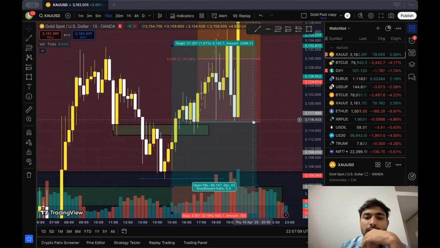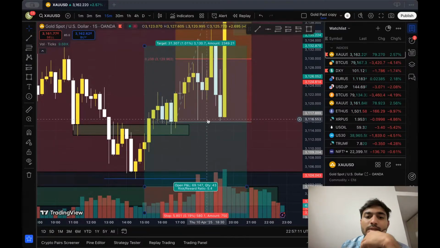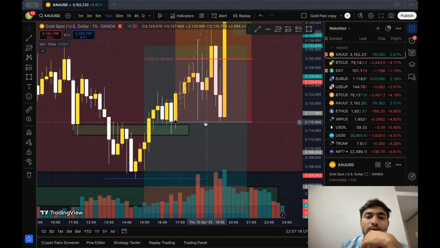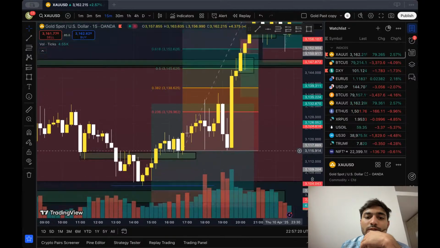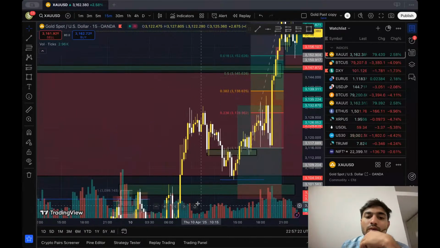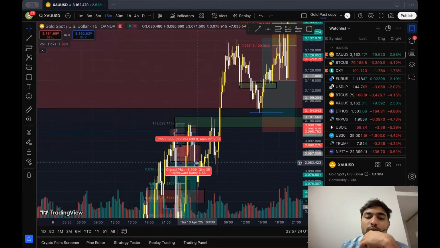I didn't say this, but liquidity happened here. See, a lot of liquidity happened in this candle because of the news. So all that liquidity got cleared, and gold was bullish. How do we know gold was bullish? See, before this candle, see here.